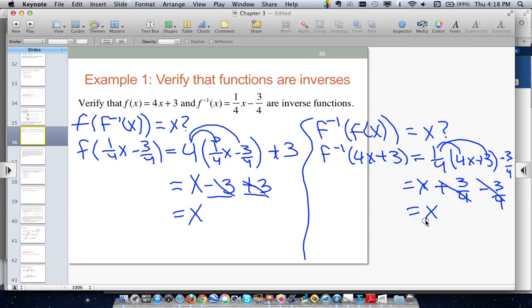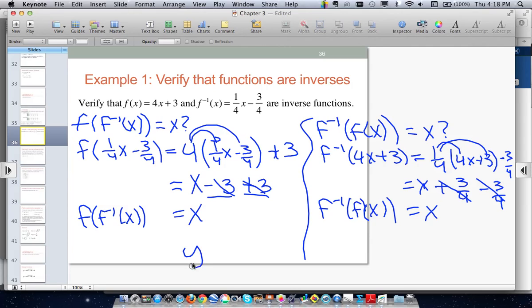So since f of f inverse of x simplifies to just x, and f inverse of f of x simplifies to just x, then these are inverse functions.